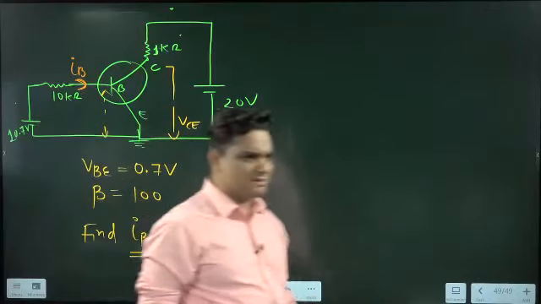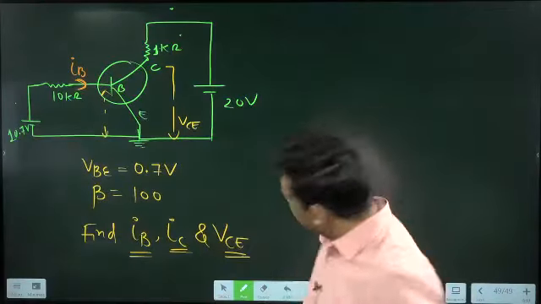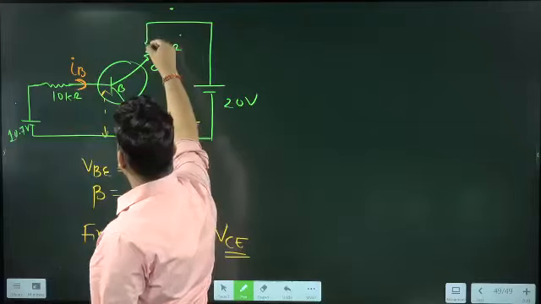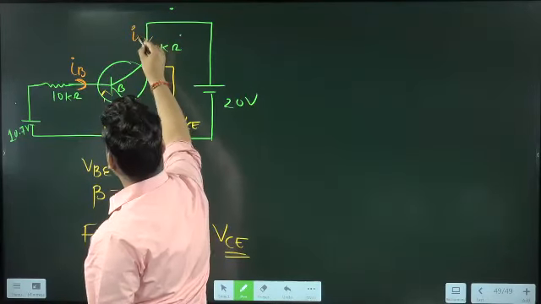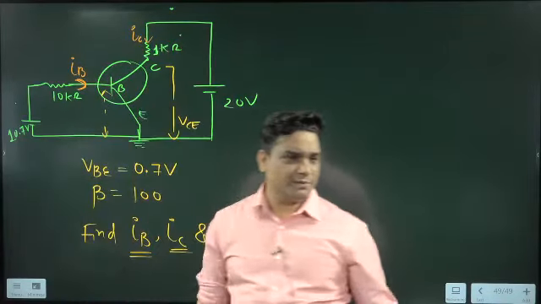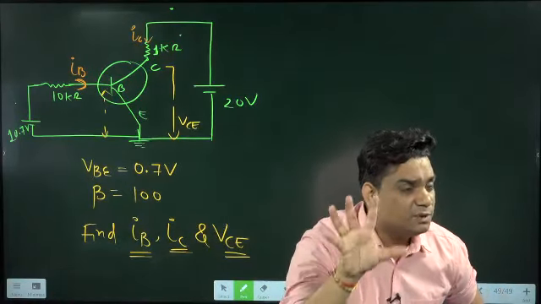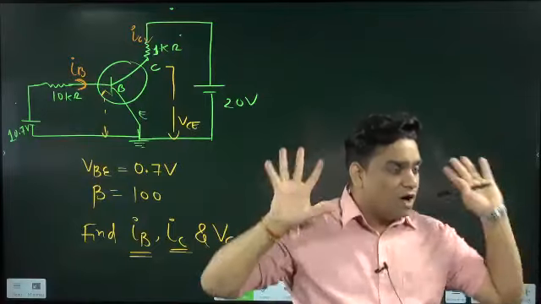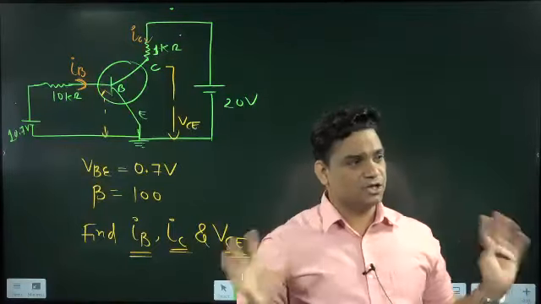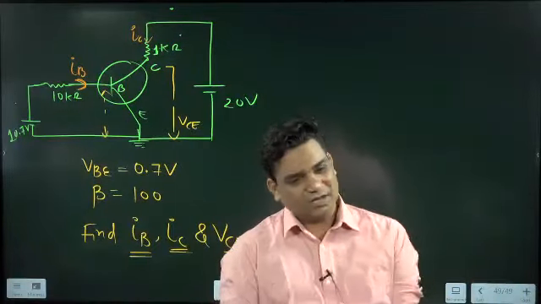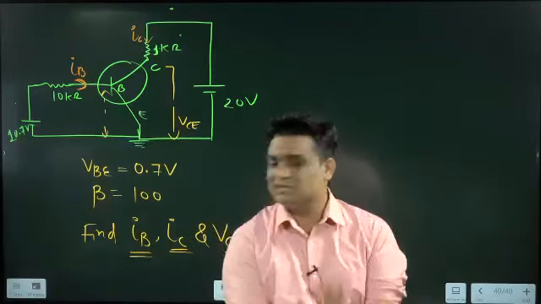IB. Yes, this current is IB because it is connected with the base, so it will be the base current. And what will be this current here? IC. First we can find the current. Now you have to start from the battery, because from the battery only you will be taking the energy. You have to always include the battery, because from the battery you will take the energy. Without energy you cannot move.